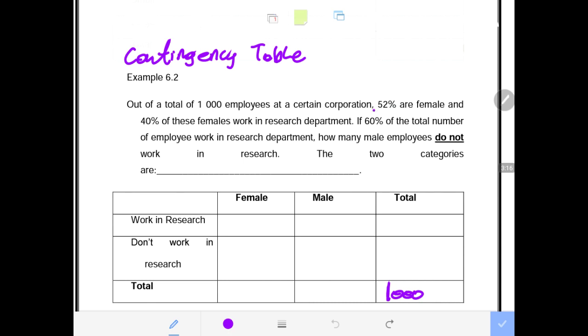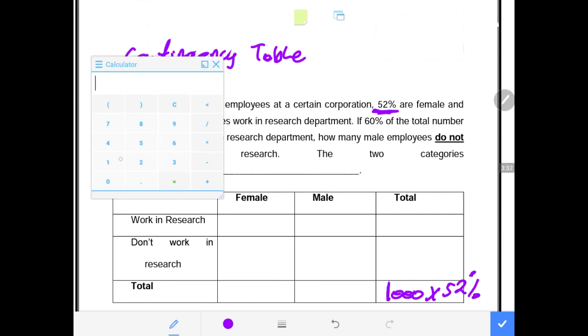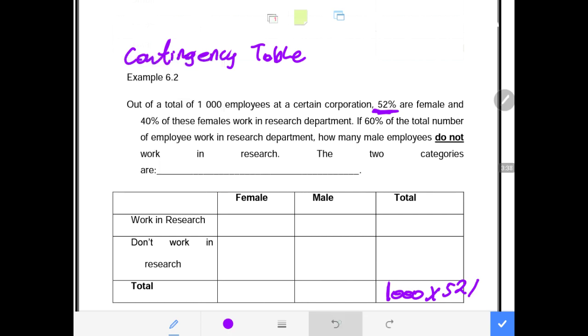It says 52% are females. 52% of what? 52% of the 1,000 employees, they are females. So now we have to say 1,000 multiplied by 52% and we see how much we get. 1,000, we multiply this by 0.52, it gives us 520. 520 of these 1,000 employees are females.